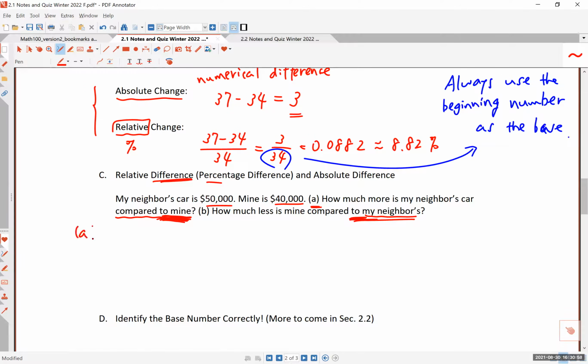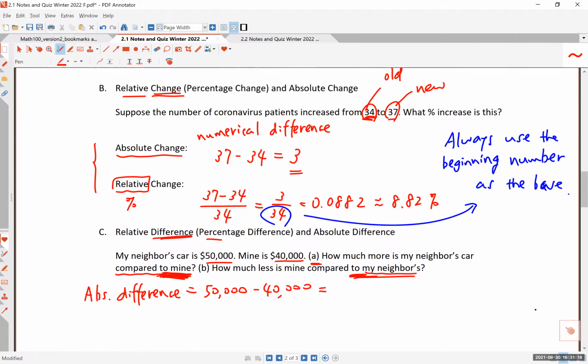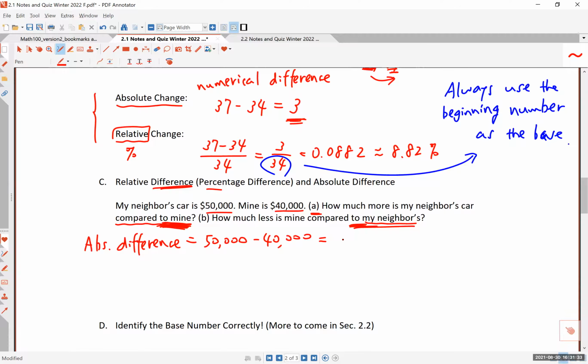All right, so let's look at A first. Before I do this, let me just go ahead and write the absolute difference. Just like the absolute change, the absolute difference is just a numerical difference between these two numbers. Usually you want this number to be positive, though it doesn't have to be. In the case of an absolute change, you go from the old to the new number, so the direction is very clear: positive 3 means increase, and if this number were negative, that means it decreased. In this case, you just look at the higher number minus the lower number. The $10,000 difference is the absolute difference.